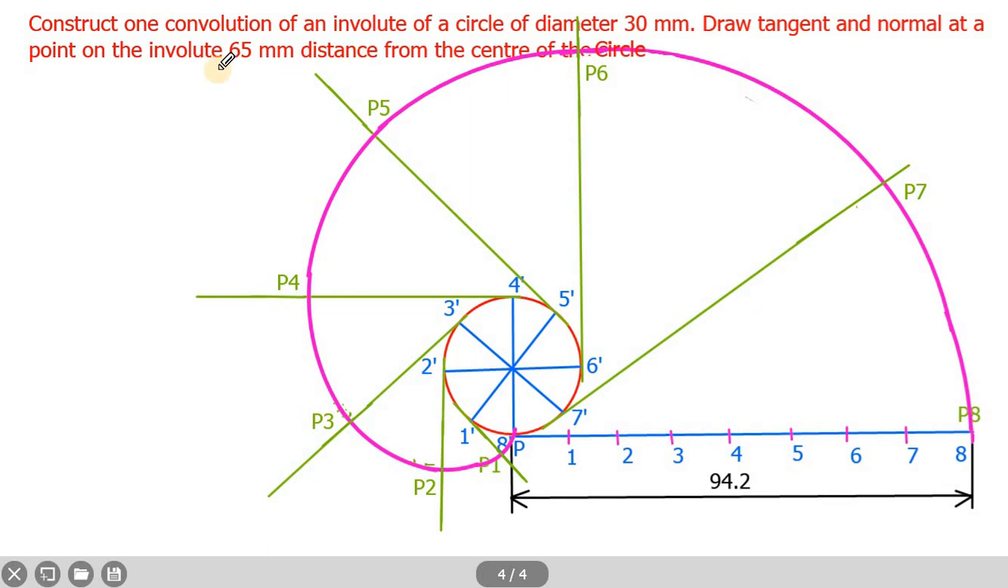So that's all. Next they have asked to draw a tangent and normal at a point on the involute 65 mm distance from the center of the circle. So this is the center of the circle, this is O. From O, measure the distance where the 65 mm distance is cutting. Take the compass, measure 65 mm as radius and with O as center place the compass over the curve and find where the exact 65 mm distance is meeting the curve.